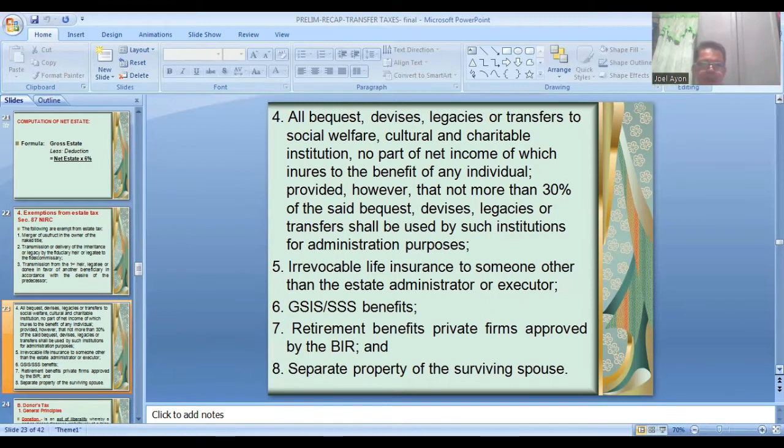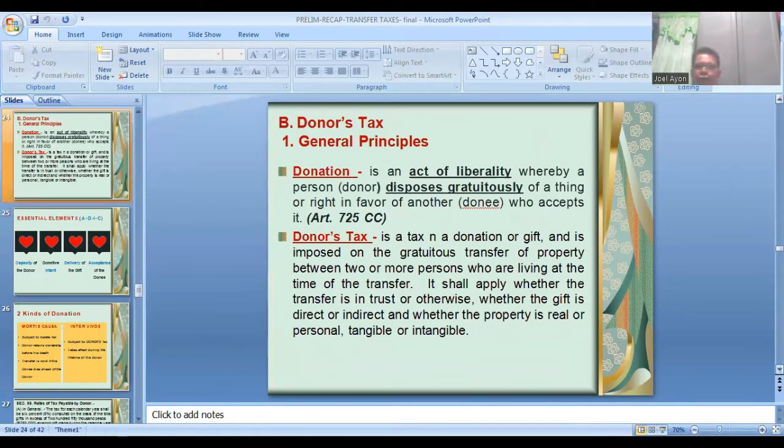Then the fifth one, the irrevocable life insurance to someone other than the estate, administrator or executor. Number 6, we have GSIS or SSS benefits. Then 7, the retirement benefits for private firms approved by the BIR. And lastly, number 8, the separate property of the surviving spouse. So those are the exemptions from the estate tax under Section 87 of the NIRC. Next slides. So that was the first topic, all about the estate tax of the decedent under the gratuitous transfers.